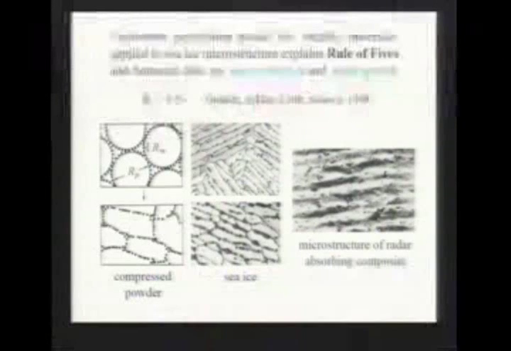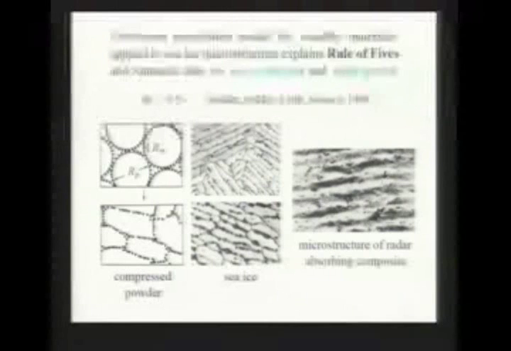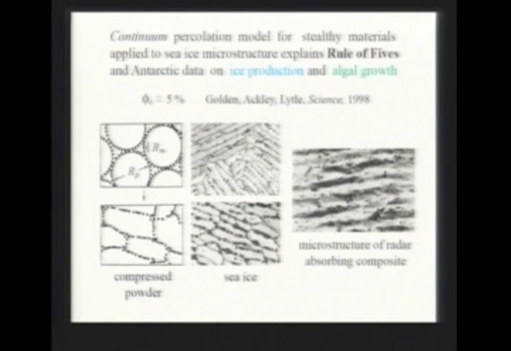They needed about 30% volume fraction of carbon black or silver particles to get the kind of conductivity and radar-absorbing characteristics that they wanted. And so they realized, though, if they use so-called compressed powder microstructures, big polymer particles and small metal particles, and then squash it down, you could achieve the appropriate electromagnetic properties with arbitrarily small volume fractions. And so I just simply realized, sea ice looks a lot like that, and I applied their compressed powder model, and out popped 5%, which explained all sorts of Antarctic data on ice production and algal growth.